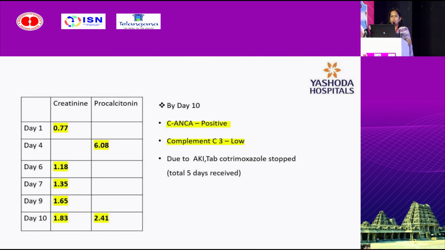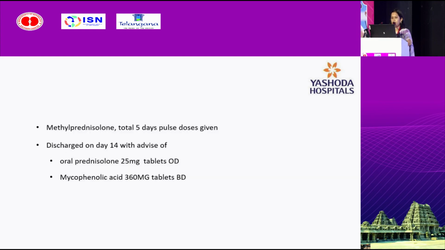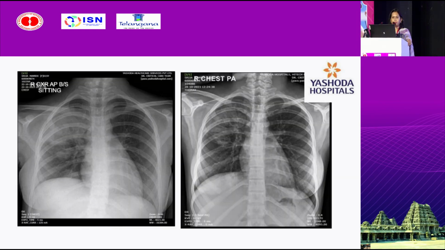So C-ANCA has come positive. Even before the biopsy, C-ANCA has come positive, low complements, and this is pauci-immune necrotizing GN. And the final diagnosis finally given was C-ANCA associated vasculitis, that is pauci-immune GN on biopsy. And the liver injury could be partly due to ANCA vasculitis or could be related to drug. And you can see the improvement in the chest X-ray also. The haziness is lost.